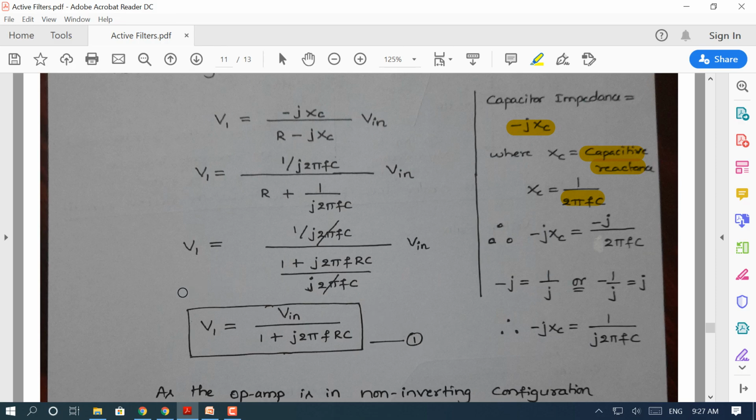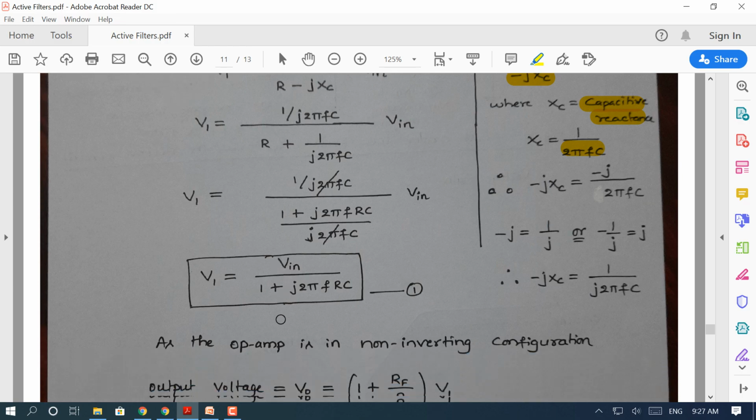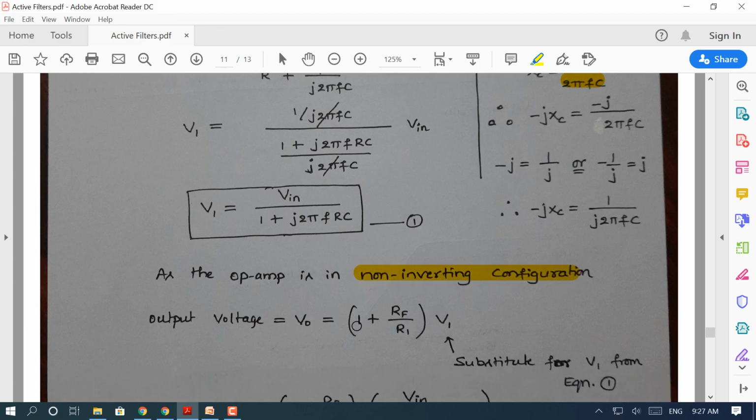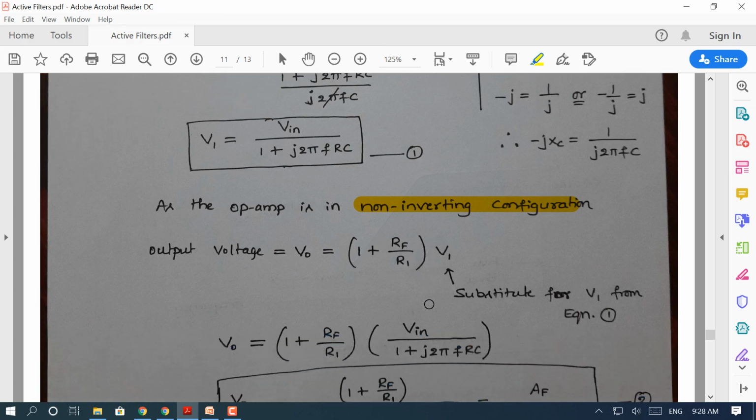So far we have determined the voltage at the non-inverting terminal. This can be used to calculate the output voltage. We know that the op amp is used in non-inverting configuration. Therefore, the output voltage equals 1 plus Rf by R1 into V1, that's the voltage applied to the non-inverting terminal. We have already derived this equation, and I am using the output voltage equation of the non-inverting configuration directly. Now we can substitute V1 from equation 1 and simplify further.